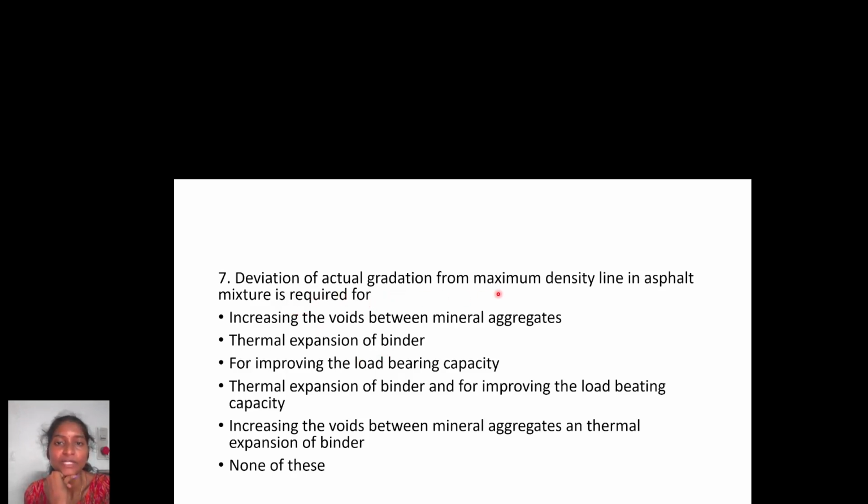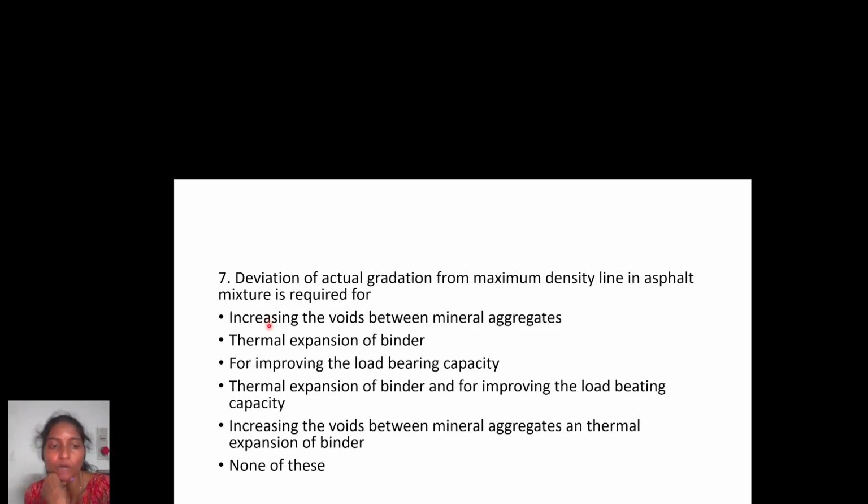Deviation of actual gradation from the maximum density line in an asphalt mixture is required for what? This we have actually discussed previously. For example, if we have a maximum density gradation, we cannot directly take that. We need to deviate from that. One of the main reasons we have discussed is, if I take the maximum density gradation, that means the entire aggregates are completely packed and there are no spaces. If there is not enough space, what happens? There will not be sufficient space available for the binder to expand, especially during the summer.